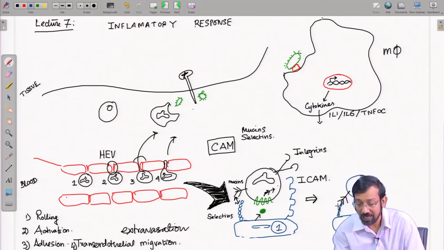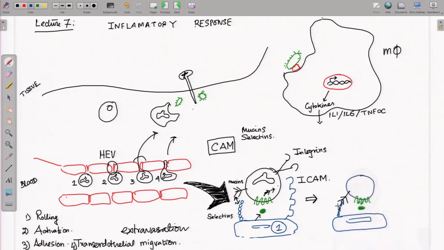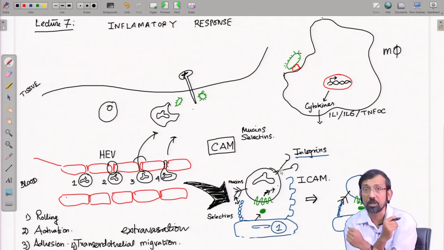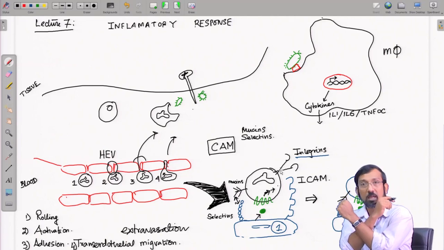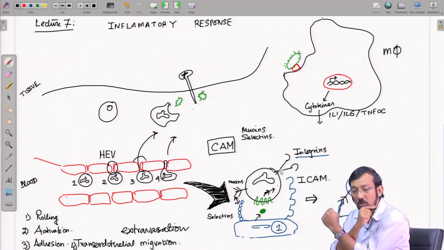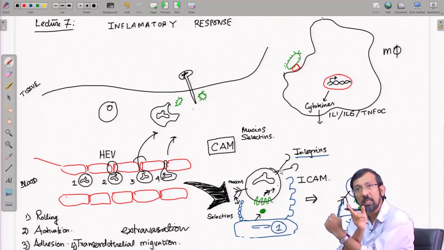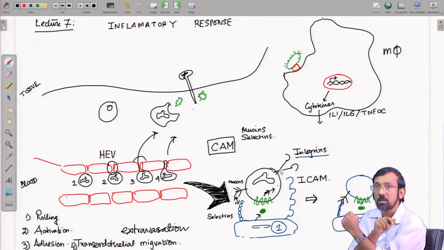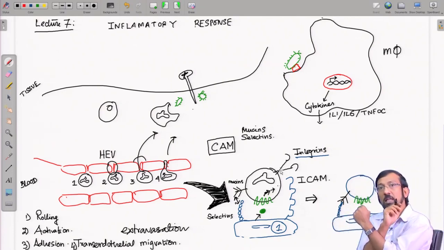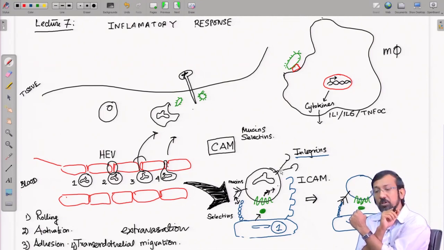Then there is another class of cell adhesion molecules, which are the integrins. These integrins are present in a given conformation, in a crossed conformation, something like this. Now, when there is a chemokine binding to the chemokine receptor, there is downstream signaling leading to reorganization of the integrins.